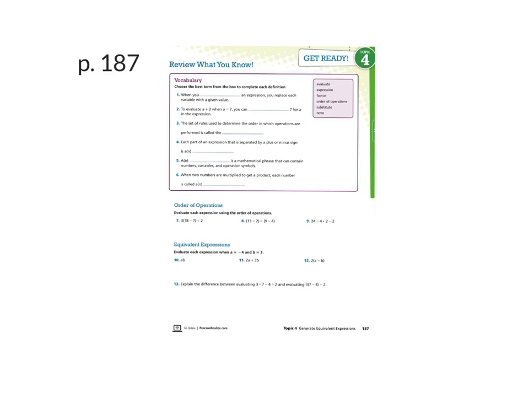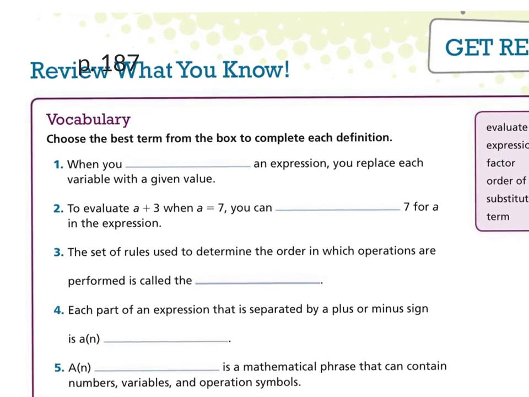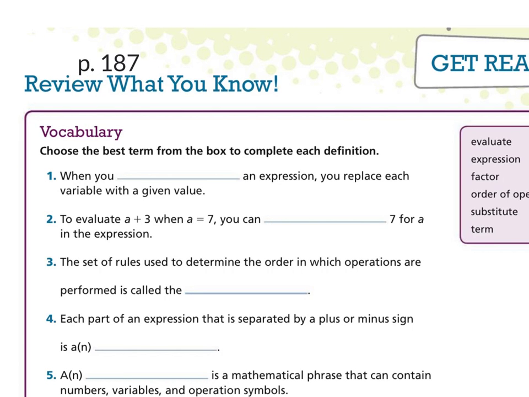Page 187 talks about some vocabulary of things that we've talked about before. So if we look at these, number 1, when you blank an expression, you replace each variable with a given value. And finding the value means we would evaluate the expression.